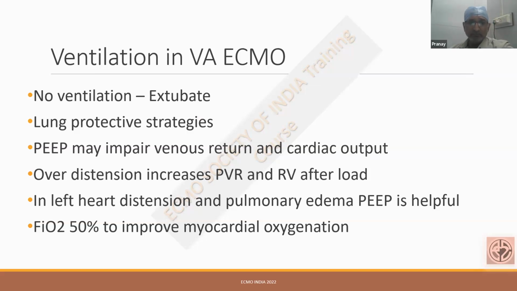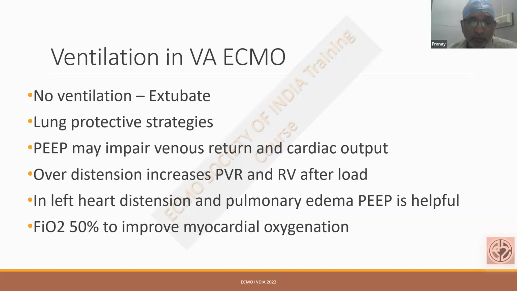Again, we follow a lung protective strategy, but that is not very hard and fast because the lungs are usually not very bad here. So you might have to consider PEEP, but PEEP has an advantage: it will decrease the pulmonary edema, but at the same time it can decrease the venous return. So if the patient has pulmonary edema, you give PEEP. If there's none, there's no point in giving high PEEP.